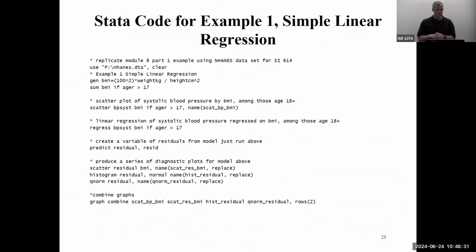Okay? So what this is looking at is using the NHANES data, and looking at a simple linear regression model where we're looking at the relationship of systolic blood pressure as a dependent variable, as the Y, with BMI as a predictor. So just simple linear regression to start with. So I'm opening up the NHANES data, and then I'm computing this so-called body mass index as a function of a person's weight in kilograms and height in centimeters. Okay. And then I'm only focusing on individuals who are age 18 and above, okay? And I'm physically deleting all those individuals from the data set, okay?